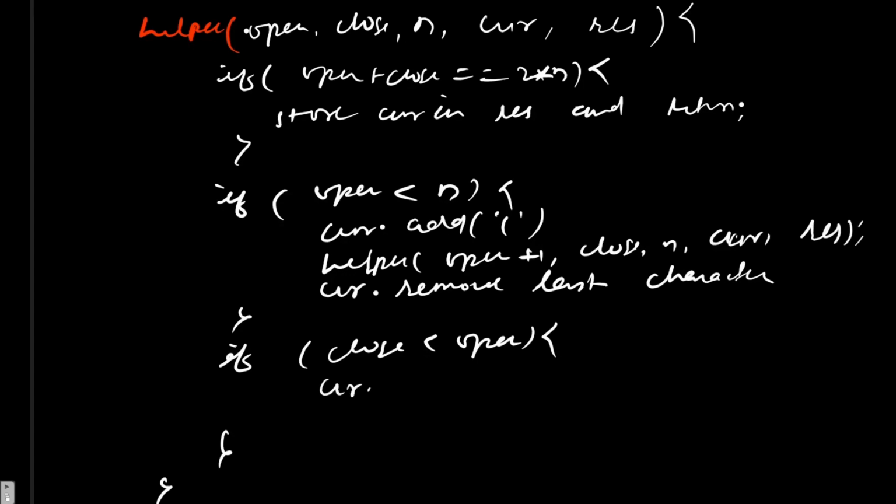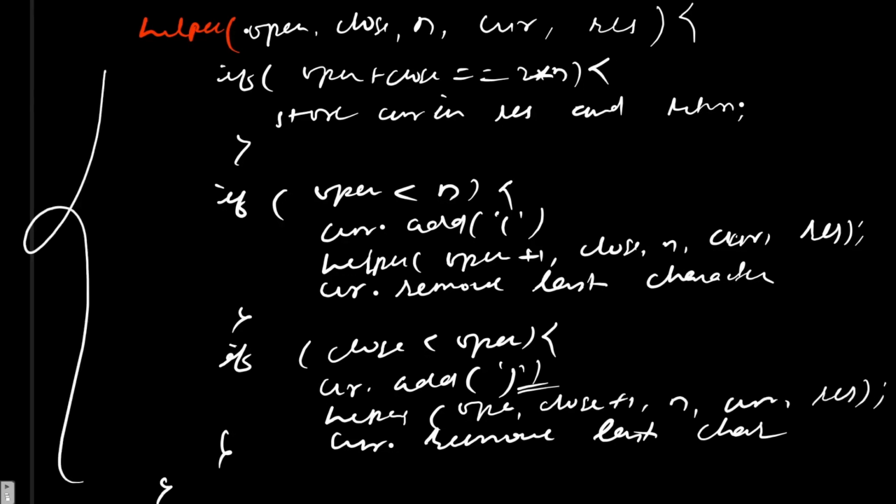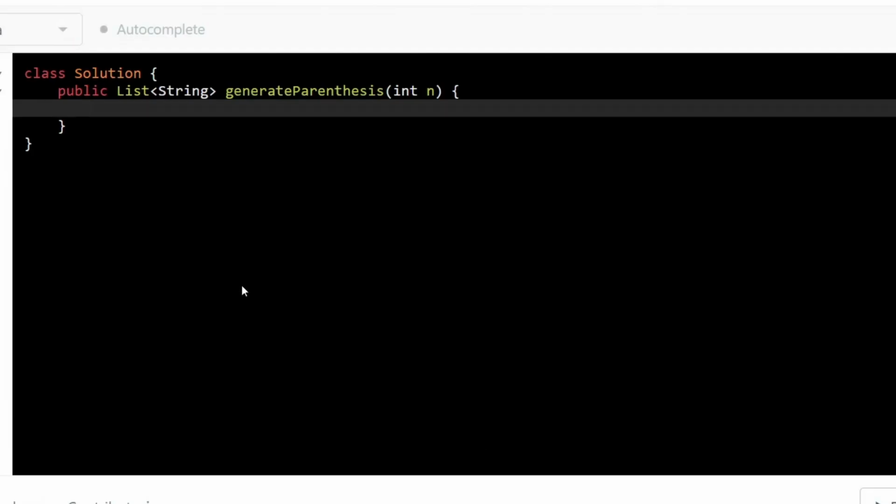We first add a close parenthesis, and then at last we remove the last character, and in between we call the helper function. As we are increasing close, we will be using close plus 1, and then current and result. So this is the pseudocode that you have to follow to write the code. Let's go to the compiler and write the code for the same.